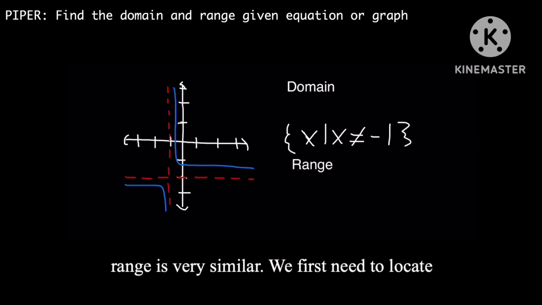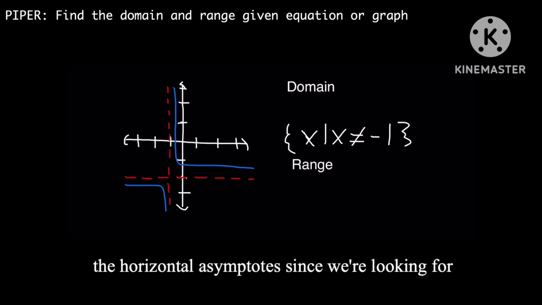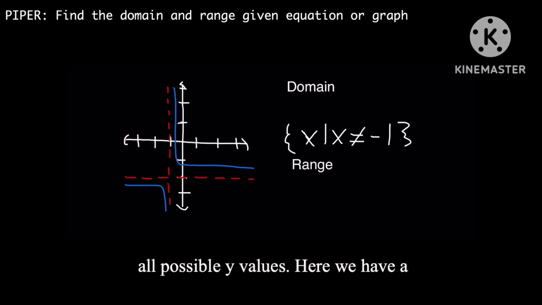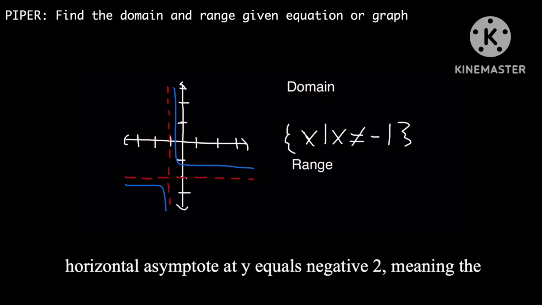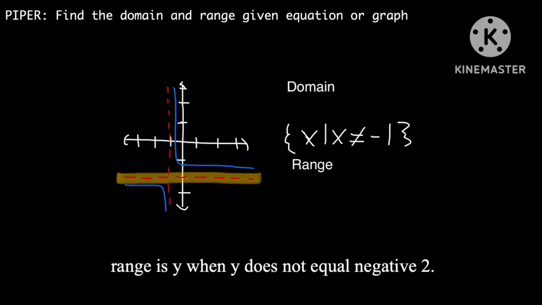To find the range is very similar. We first need to locate the horizontal asymptotes since we're looking for all possible y values. Here, we have a horizontal asymptote at y equals -2, meaning the range is y when y does not equal -2.